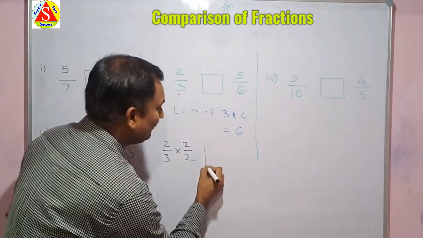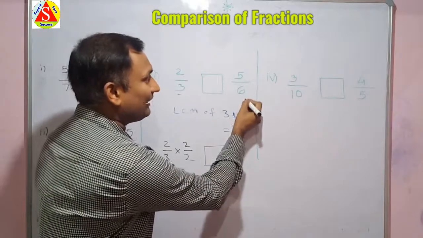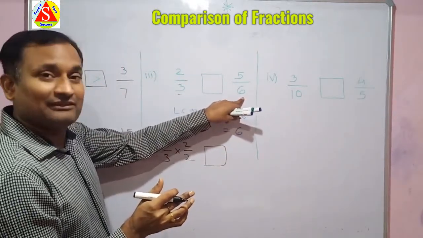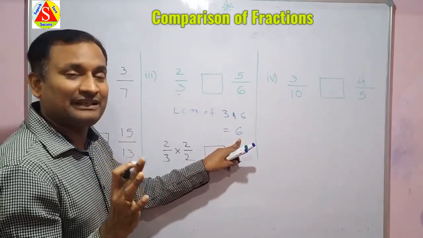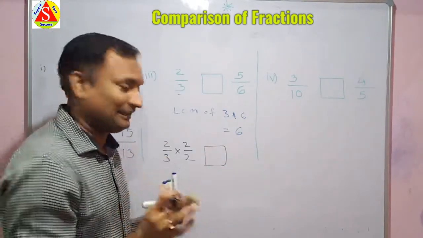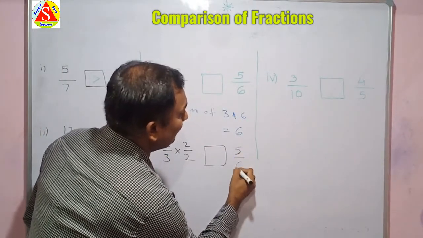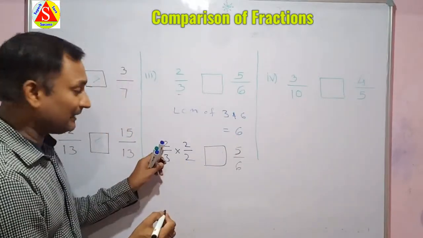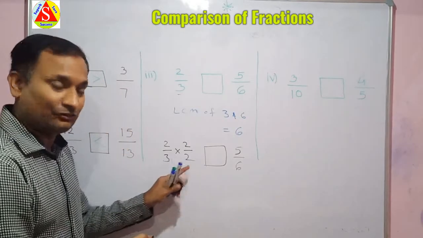Now let's see the second term. Here we have 5 by 6. Dear students, here 6 is the denominator and 6 is the LCM. So it means no need to multiply anything. We don't need to multiply anything in the second term. Now let's simplify. When we multiply 2 and 2, we will have 4, and in the denominator 3 into 2 is 6.